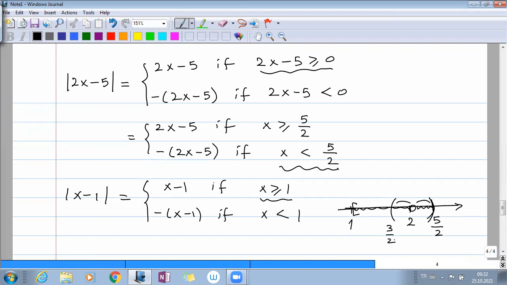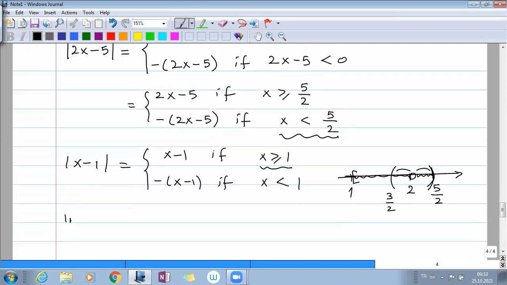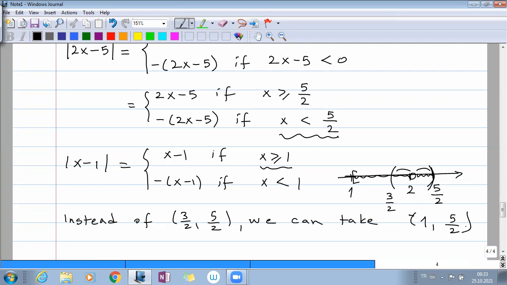You can take the interval, instead of 3/2, 5/2, we can take 1 to 5/2. That's also fine. Isn't one included in the brackets? You can, but in the definition, I give you open intervals, so I need to take the open interval here.